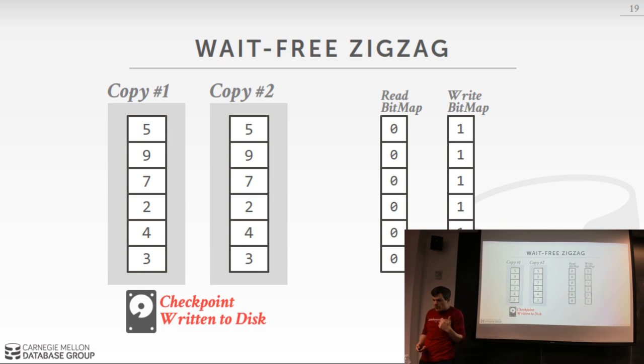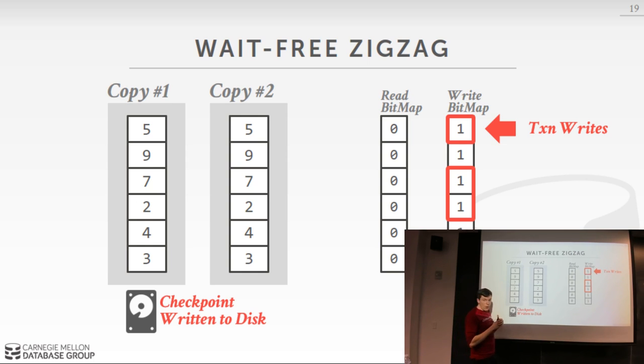Now, say at the same time while the checkpoint's running, our transaction comes along and wants to do an update. For this, I'm ignoring concurrency control entirely. Assume that there's some higher level scheme or protocol that the database system is running that's telling you whether a transaction is allowed to read or write something. So for our purposes here, assume that two-phase locking doesn't matter, that the database system says it's okay for this thing to read this.